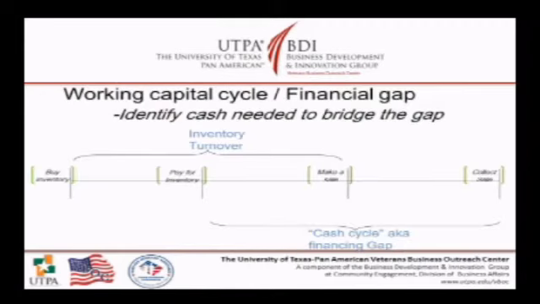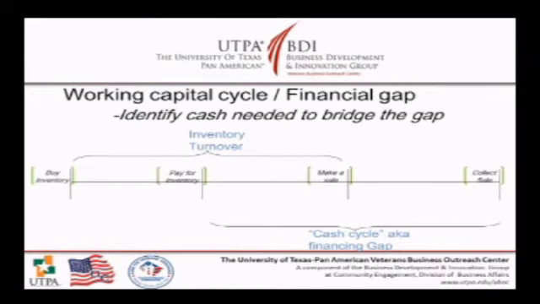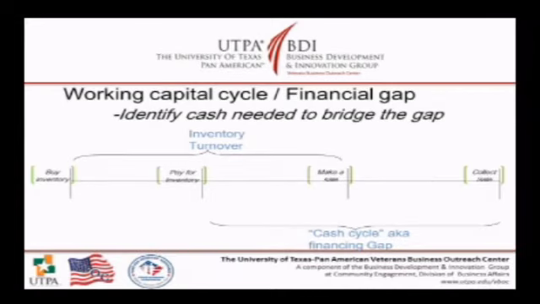This kind of goes back into the financial gap I was telling you about and why you need working capital. If you look at this chart, basically your inventory turnover, it's where you buy inventory, where you pay for inventory, and then you sell it. But there's a gap between when you pay for inventory, when you make a sale, and when you collect for that sale. And that creates a financial gap. And you have to have money to cover that area.